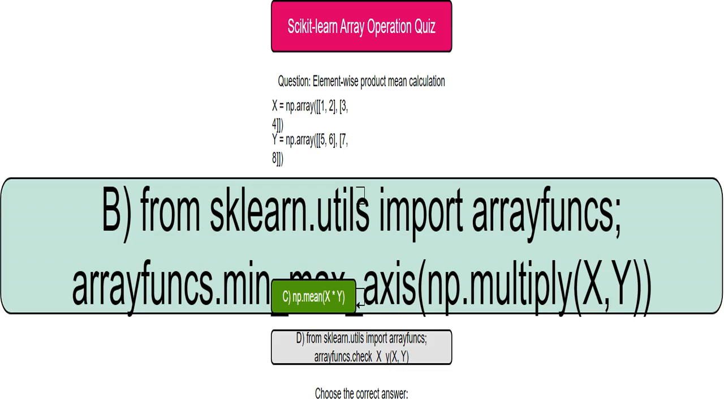This option incorrectly uses scikit-learn's arrayfuncs. While scikit-learn is often used with NumPy, arrayfuncs doesn't directly support element-wise multiplication or mean calculation. This option attempts to use a function that finds the minimum and maximum values, which is incorrect for this task.